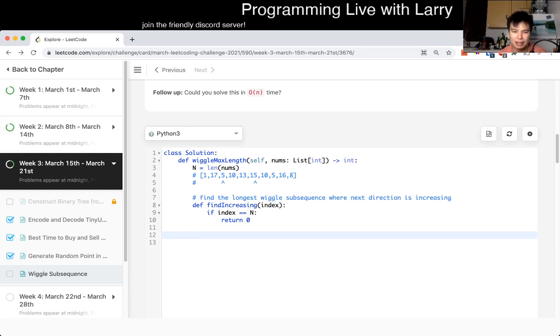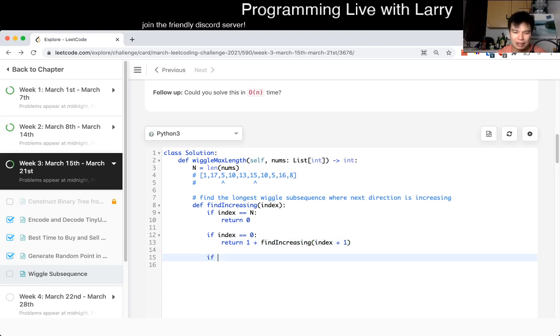So yeah, otherwise, and we might have to play around with the numbers here, so that we have a base case. But yeah, if index is equal to 0, well, then let's just return 1 plus find increasing of index plus 1. And this is just a base case.